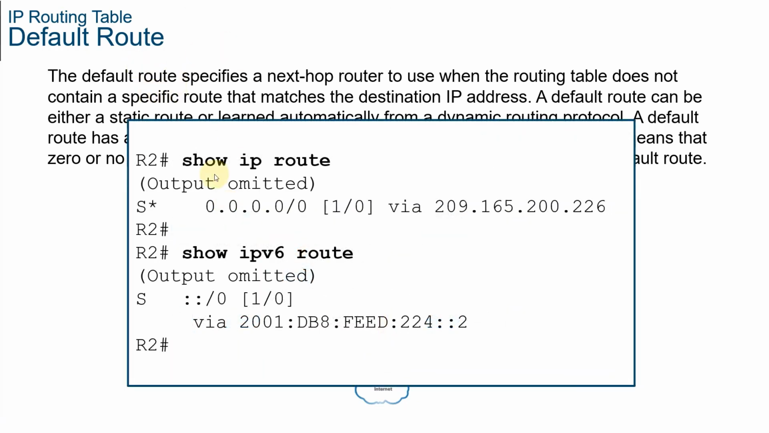Okay, so here's the sample output of the default route. Okay, the default route on R2, denoted by S asterisk. You've got here 0.0.0.0/0 and a default route also on R2 for IPv6, which is ::/0 there. All right.